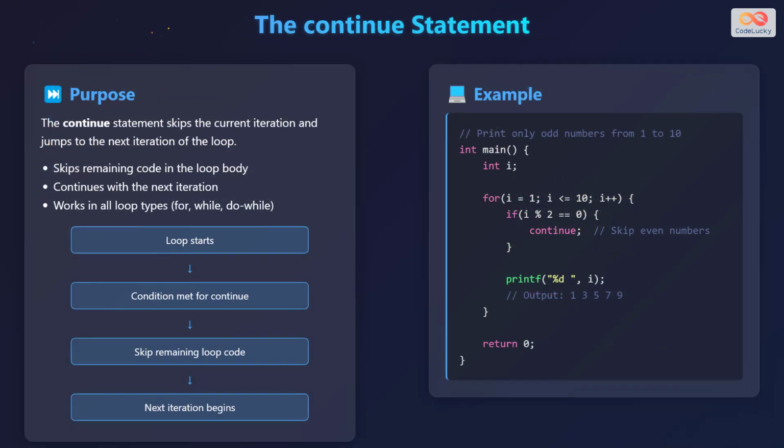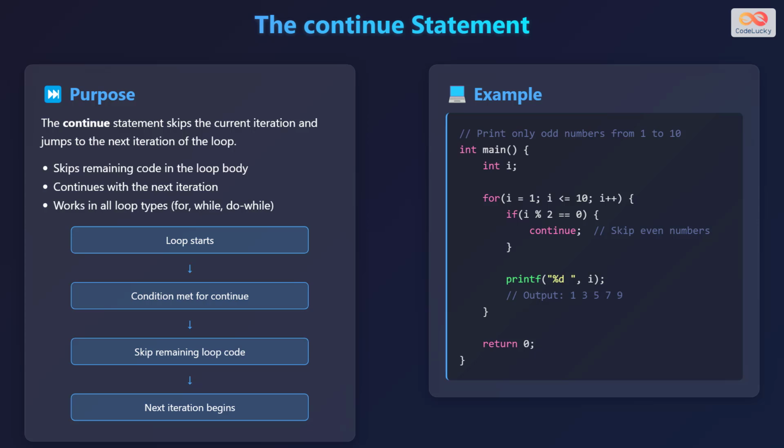The continue statement skips the rest of the current iteration of a loop and proceeds to the next iteration. The continue statement skips any remaining code within the loop body for the current iteration, and the loop continues with its next iteration. The continue statement works with for, while, and do while loops. In a flow diagram, the loop starts, and if the condition for continue is met, the remaining code in the current iteration is skipped, and the next iteration begins.